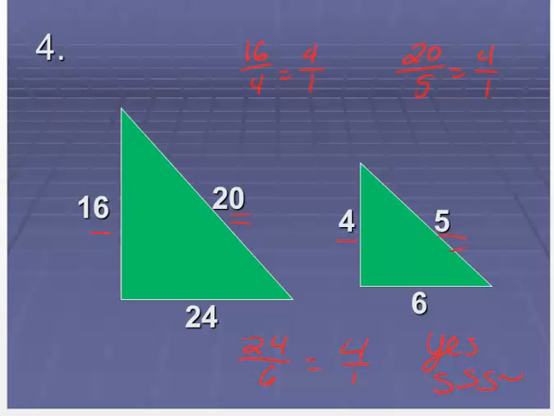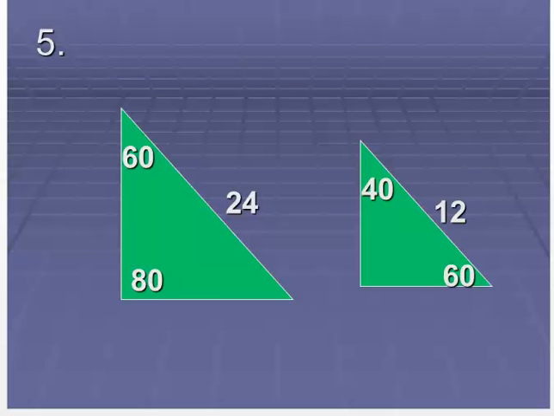Example 5. I have two angles and I have a side. Let's go ahead and find our third angle for this first triangle. I know the triangles add up to 180, so 60 plus 80 is 140. 180 minus the 140 means this third one is 40 degrees. Looking at the 40 and the 60 here, 40 plus 60 is 100. 180 minus 100 means this angle is 80 degrees.